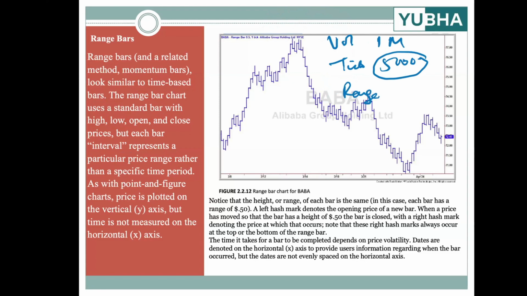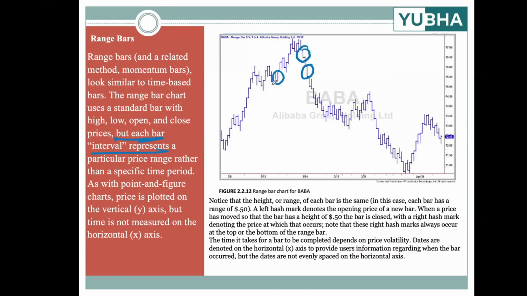Every time a particular range has been broken, there'll be one bar that will come up over here. Each bar does not represent an interval, but you are basically saying this bar represents a 5 rupee movement, this bar represents a 5 rupee movement, this bar represents a 5 rupee movement. In each bar, you'll open at a particular price, and if the bar is going up, typically you'll close at a higher price, and that will be the close of that bar.